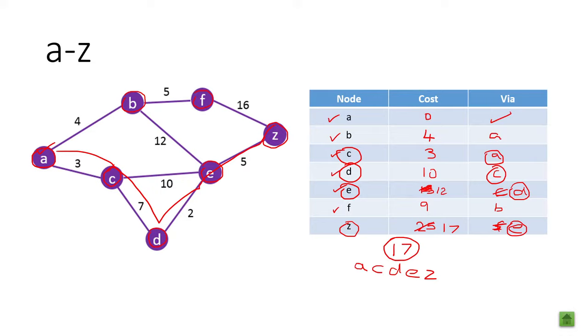Okay, and that's what you're gonna get asked, those kind of questions. Can you show me the table? Can you populate the table? Can you show me the fastest cost proven? And can you show me the fastest route as well? And that's Dijkstra's algorithm.